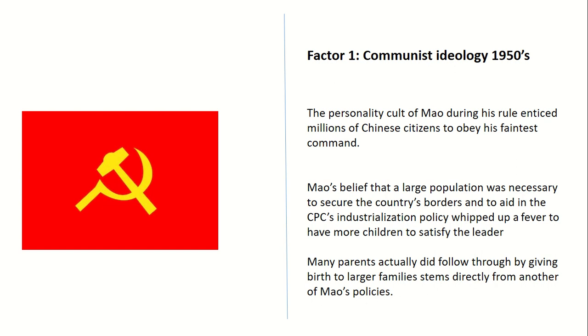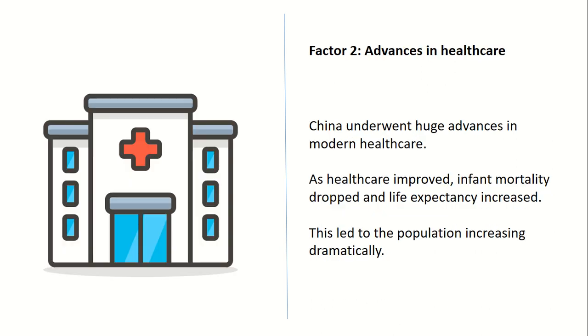So, communist ideology in the 1950s encouraged China to have a huge population, and in a way, you can understand why he was doing it, because it allowed them, one, to have a good army to secure the country's borders, but also to help with that industrialization policy that led to the birth of modern China as we know it today.